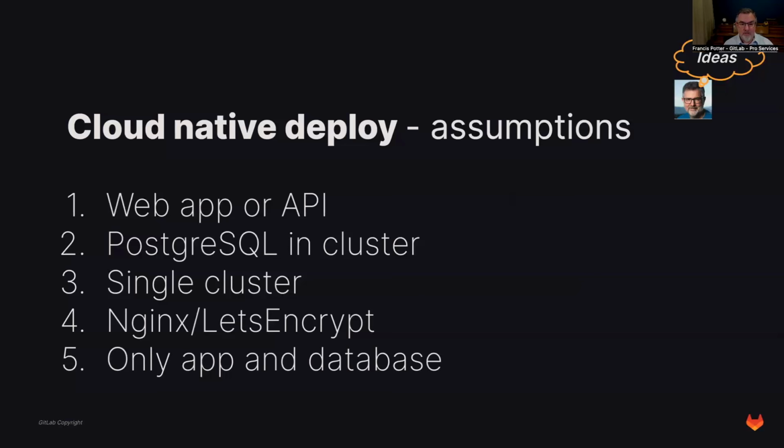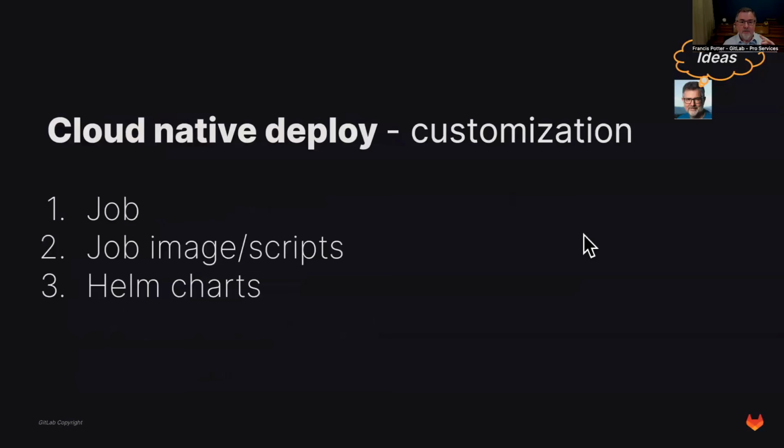And so once again, all of the things on here are assumptions if you want to just use the checkbox or use the one-liner and turn on Auto DevOps, but they can all be customized. So at a high level, how do you customize cloud native deployment in Auto DevOps, which we call auto deploy? There are three pieces to it.